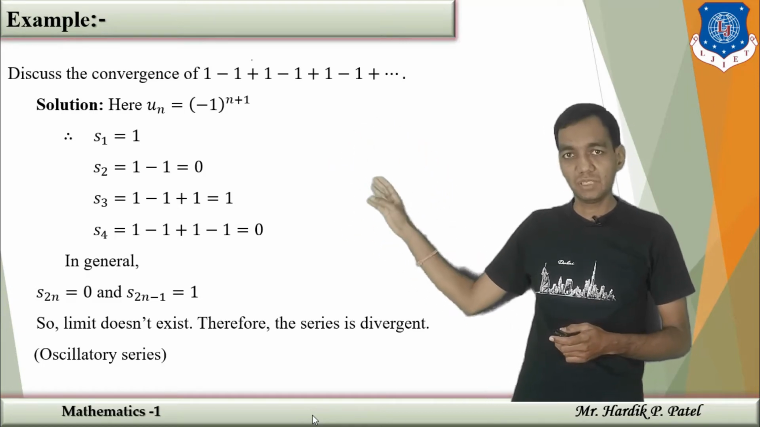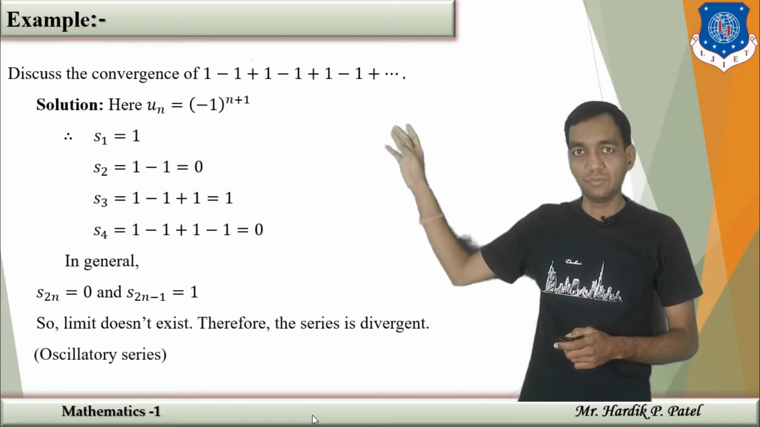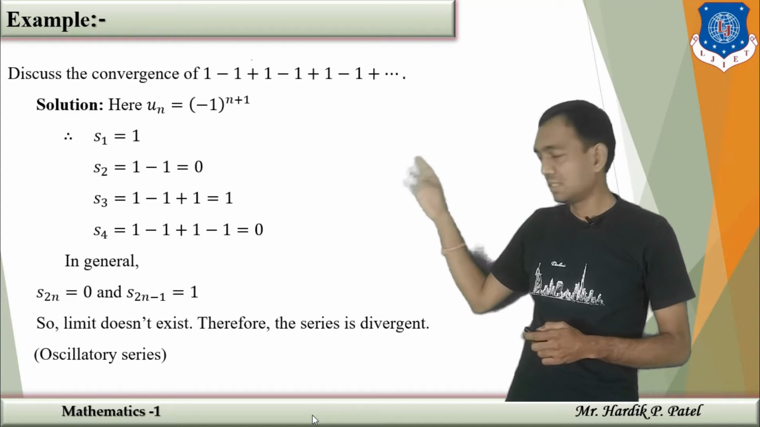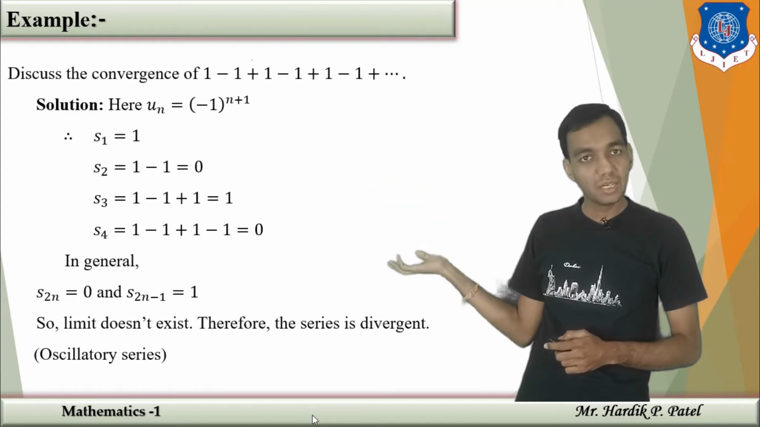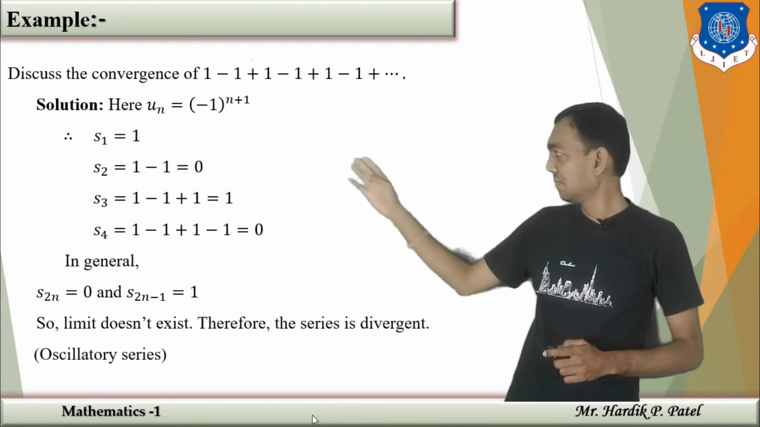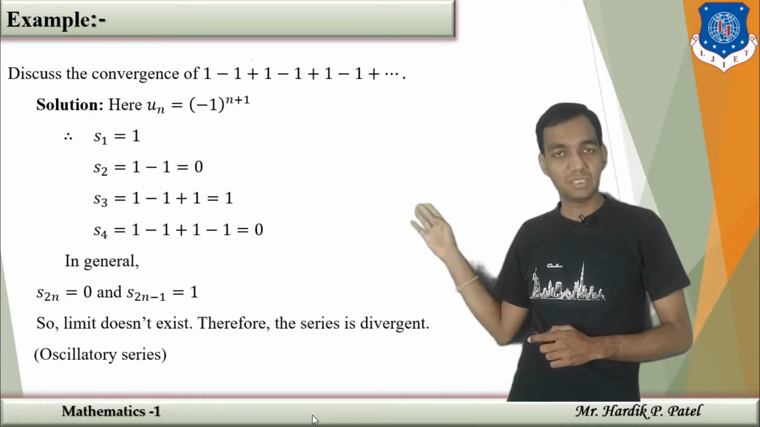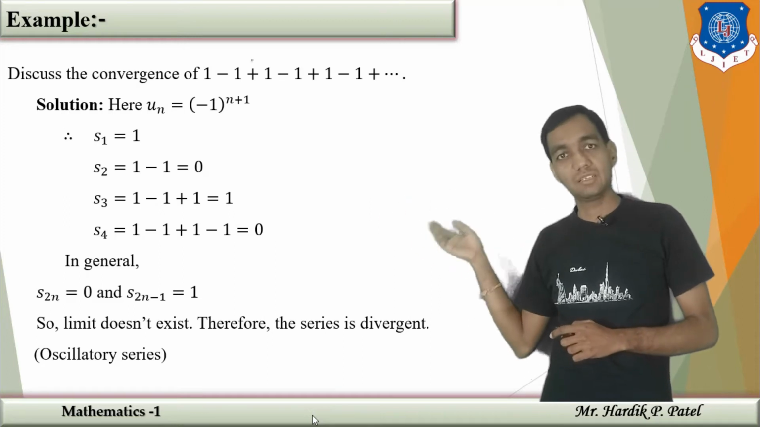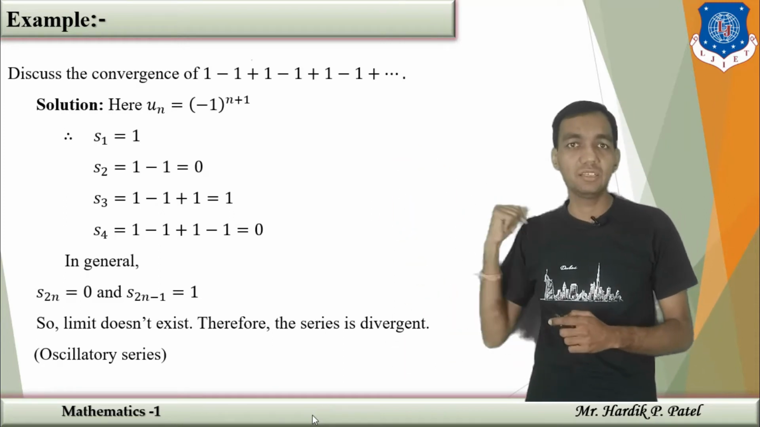S1, that is the sum of the first one term, that is nothing but 1. Now S2, that will be the sum of the first two terms, that will be 1 minus 1, that will be 0. In the same manner, S3 will be 1 minus 1 plus 1, that will be 1. S4 will be 1 minus 1 plus 1 minus 1, that will be 0, and continuing in this way.